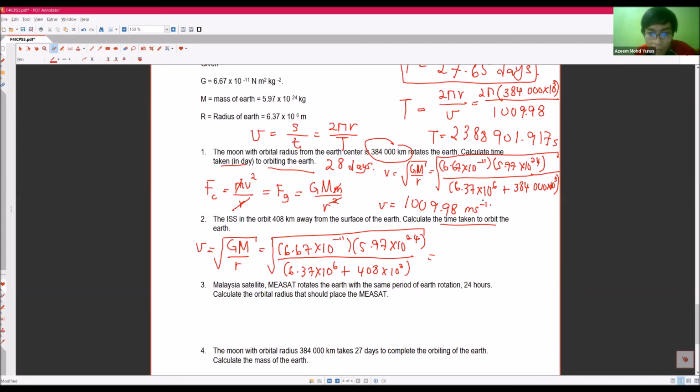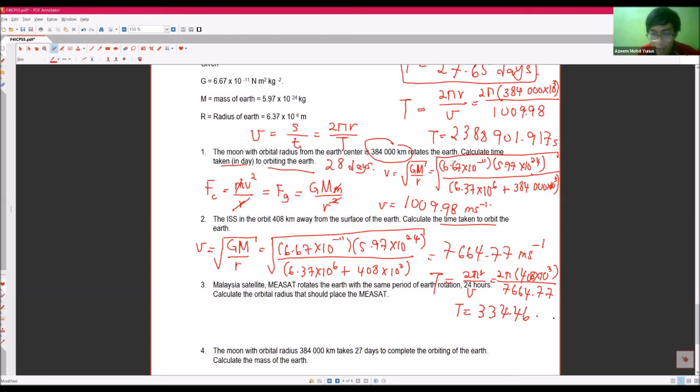Good. We got 7664.677 meters per second, yes. And then we don't have enough space here, but we can use the same formula. T equal to 2 pi r divided by V. R is now 408, V is 6.77 and times 280 divided by answer.